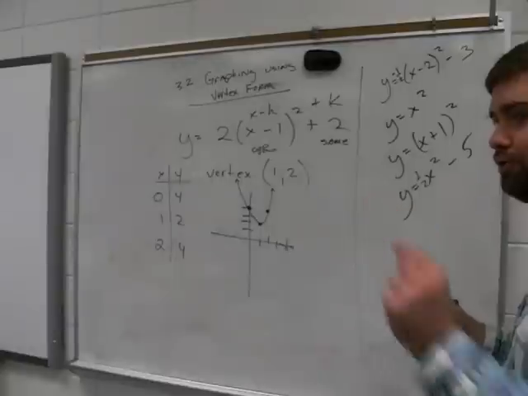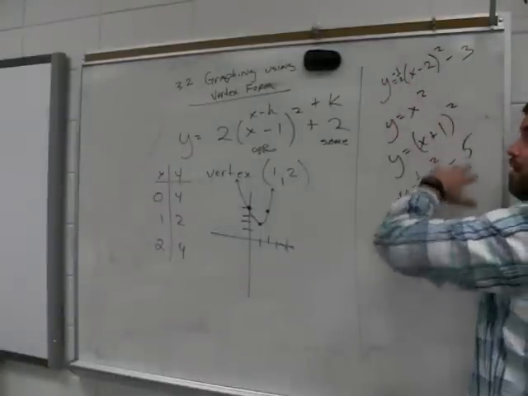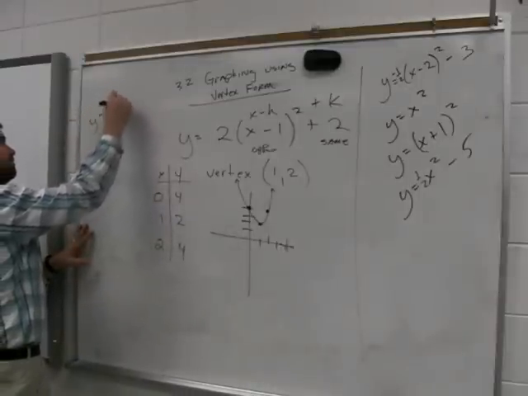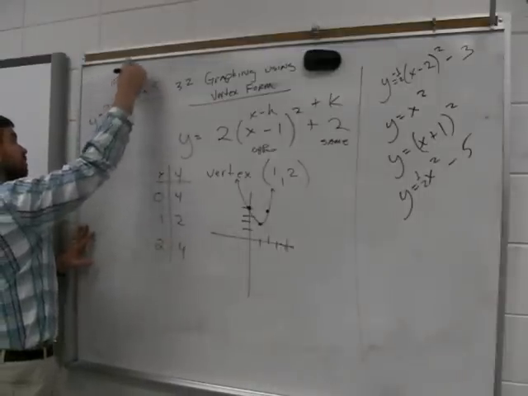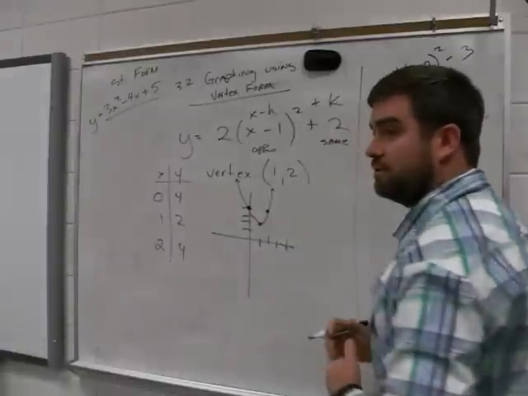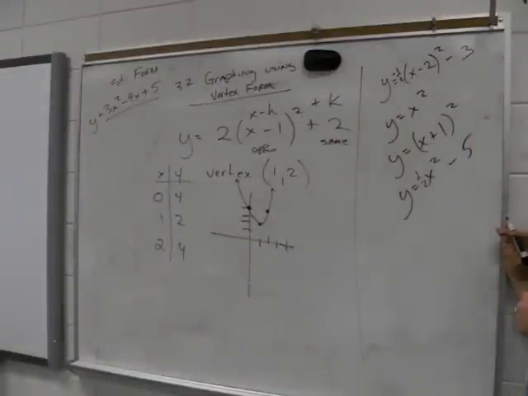What is a clue that it's in vertex form? How are you going to know it's in vertex form, rather than standard form, which looks like this? Let me give you an example. How are you going to know the difference? Parentheses. Well, this one didn't have parentheses. That one has 2 x's in the equation.